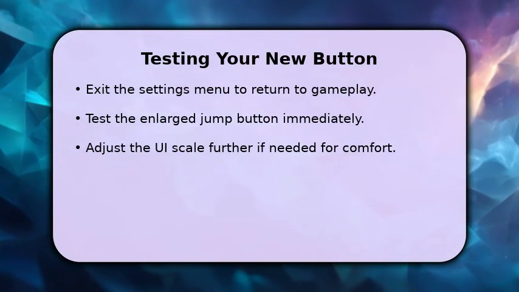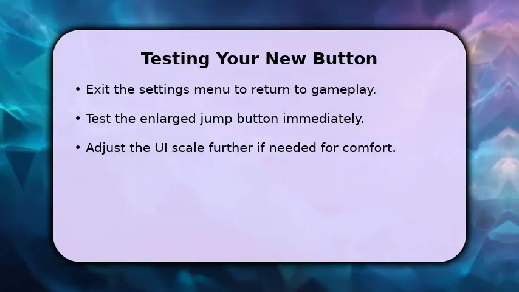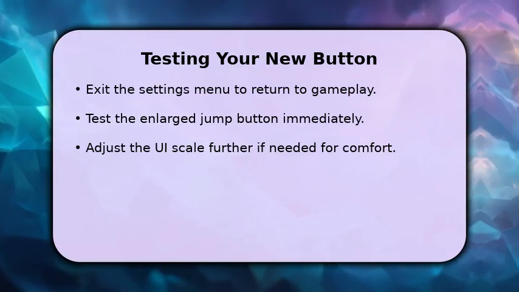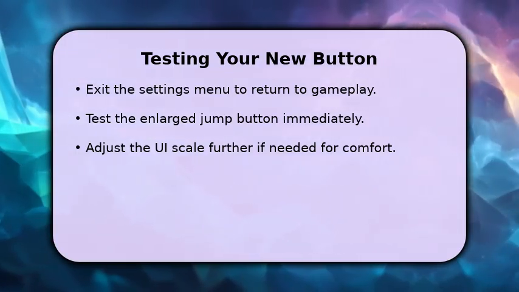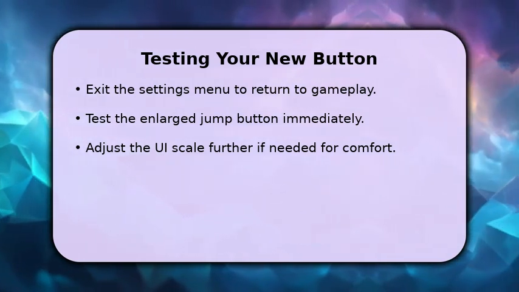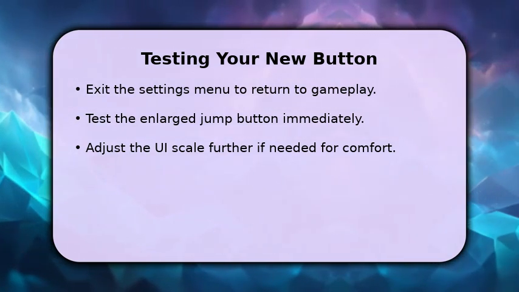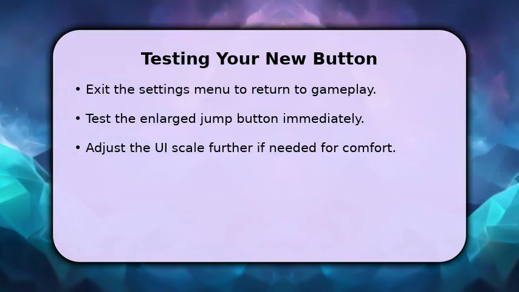Once you've adjusted the UI scale to your liking, simply exit the Settings menu to return to your game. Now, immediately test out your newly enlarged jump button. Take a few jumps to ensure the size feels comfortable and improves your gameplay. If it's not quite right, you can always go back into the settings and fine-tune the UI scale further. Enjoy your improved control and easier jumping.